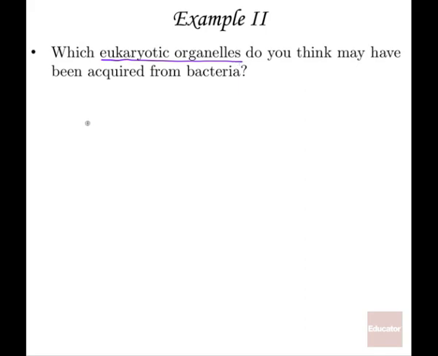So which eukaryotic organelles do you think were acquired from bacteria? Well, guess what? Probably the functions that the eukaryotes have that the prokaryotes do not have. So number one, mitochondria. We saw in the earlier slide the endosymbiotic process where that cyanobacteria that engaged in aerobic metabolism was taken up by the eukaryotic cell. The other is the chloroplast. We saw that as well. And probably some of the other organelles as well.